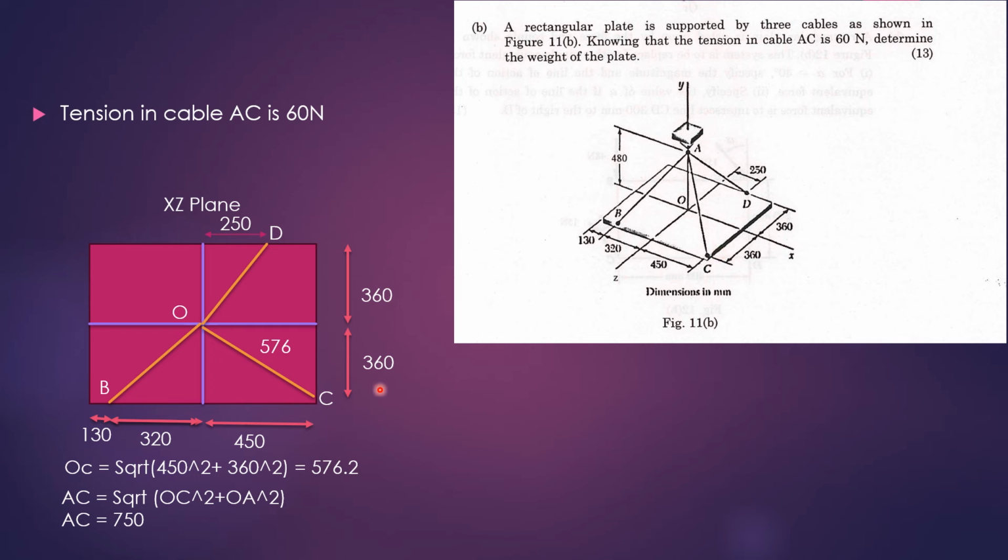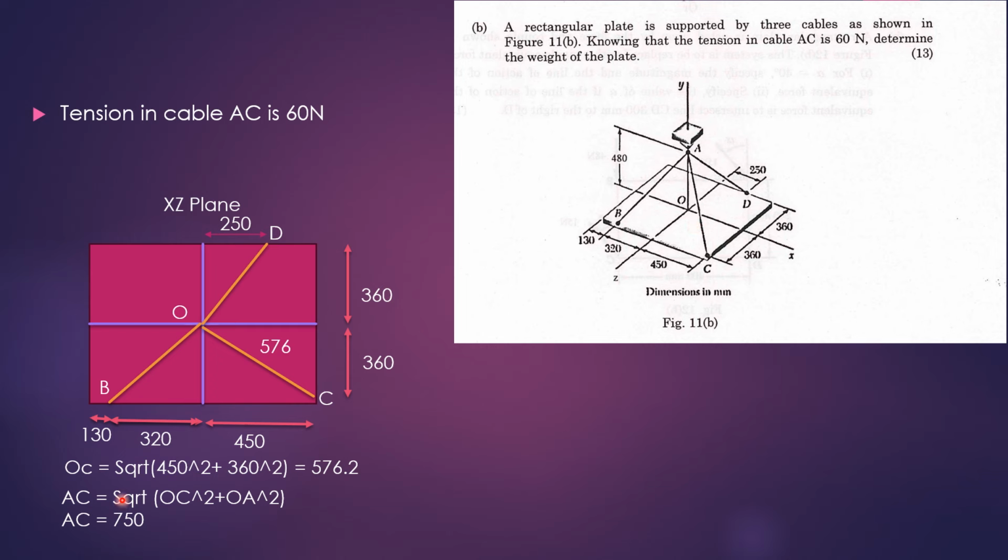This is the xz plane projection of the problem. So you mark out all the dimensions. First, we are trying to find the OC. This OC length you can find using the simple 450 square plus 360 square. Then if you take the square root of that, you will get the length of OC.